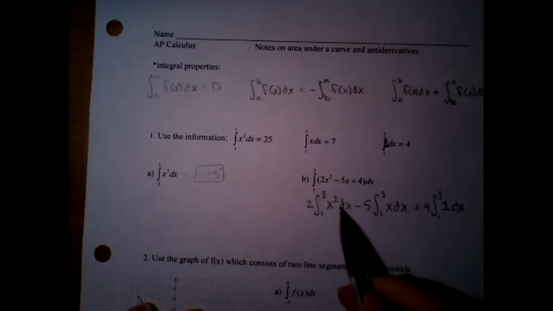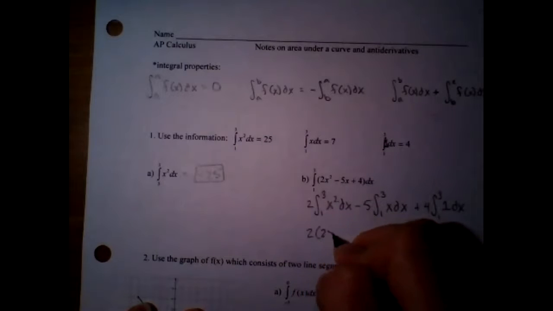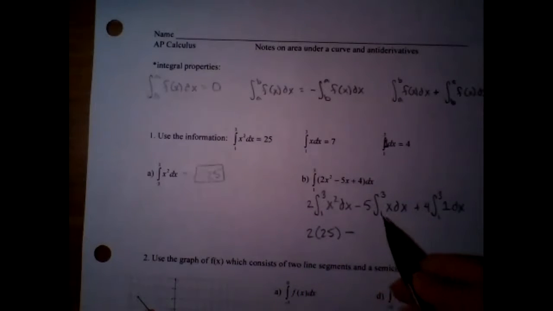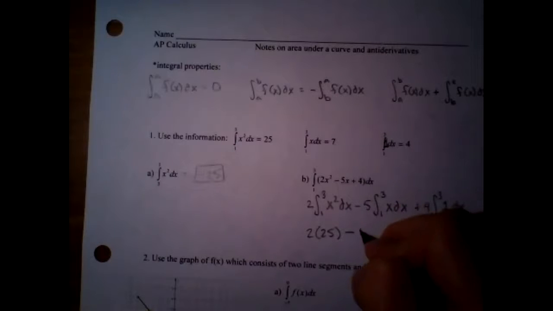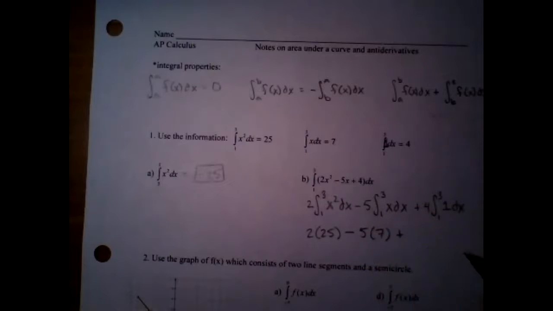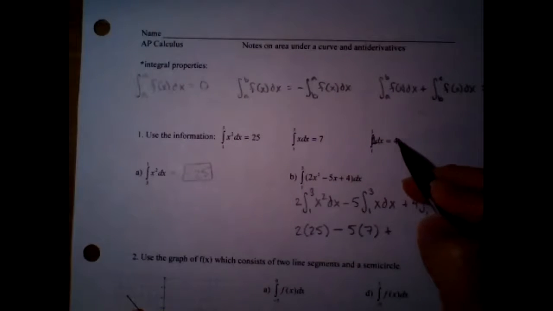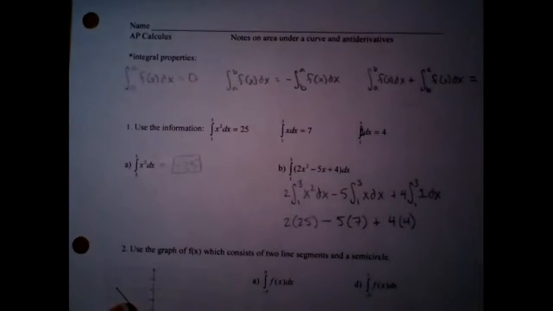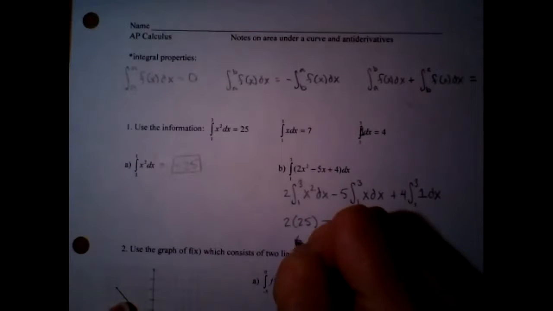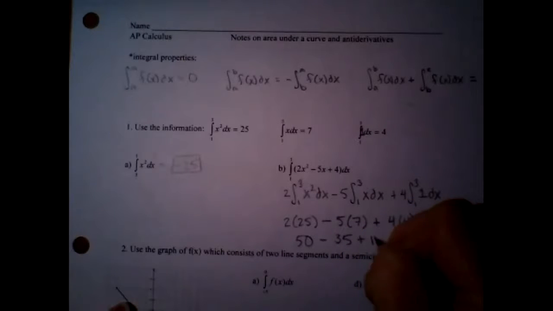So now we're going to use our information to answer the question. Integral from 1 to 3 of x squared dx, well, that is 25. So this is going to be 2 times 25 minus, right? And then integral 1 to 3 of x dx, we're told that's 7. So this will be minus 5 times 7 plus, all right, and then integral from 1 to 3 of just 1 dx, we were told is 4. So this will be plus 4 times 4. So let's see what that will come out to. This will be 50 minus 35 plus 16.